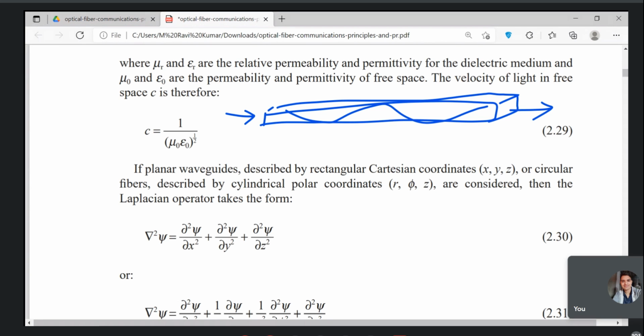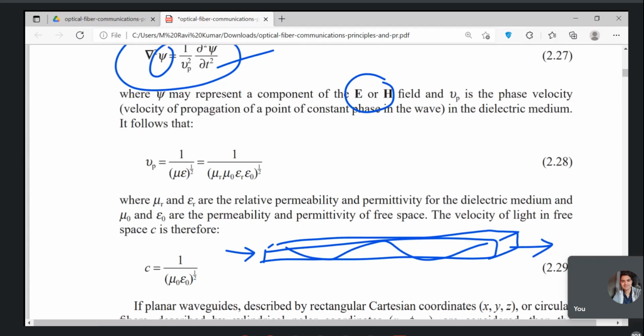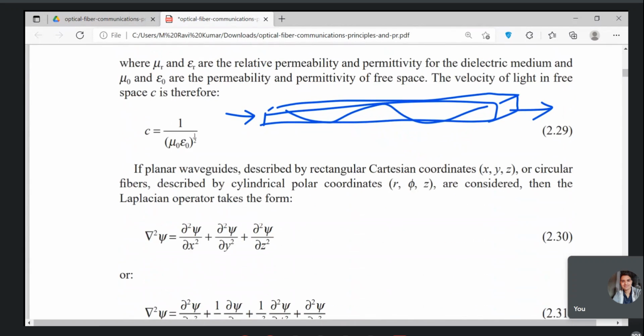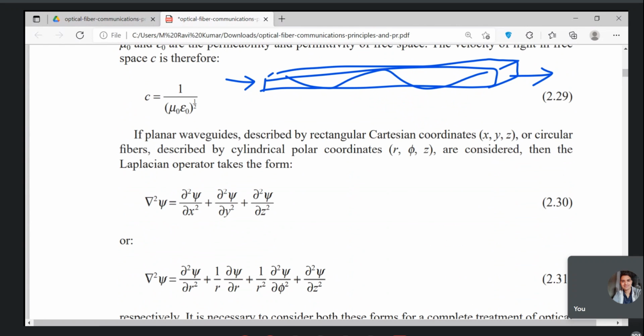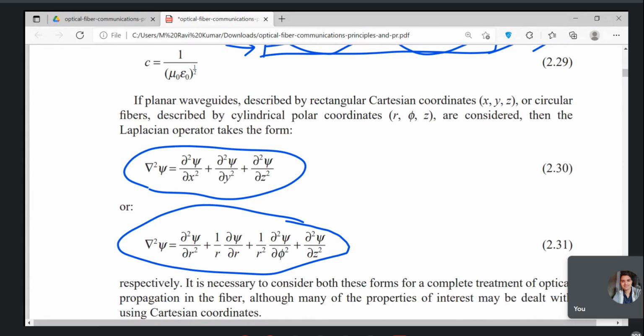So you're already familiar with this particular expression of the wave function. This can be solved by using either the Cartesian coordinates or the polar coordinates. Based on what is used, it can be different. If we are working with a planar waveguide, then this is what is preferred. And if you are working with a cylindrical waveguide or an optical fiber, then this is what is preferred.